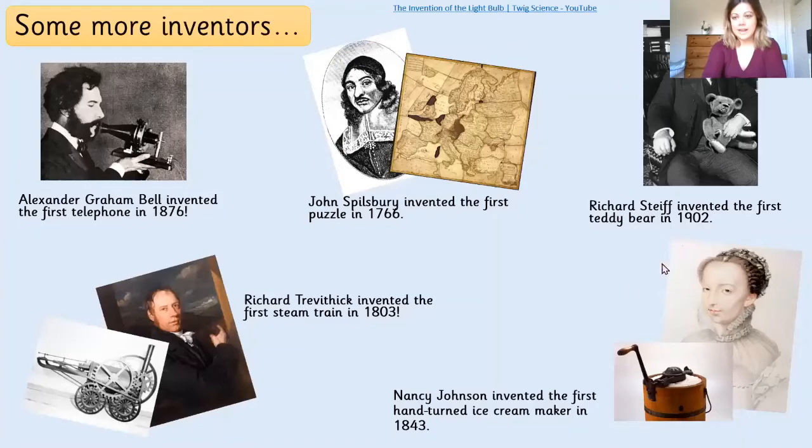Now, this lady down here, she invented something very important. Nancy Johnson invented the first hand-turned ice cream maker in 1843. So she was the first person to think, hang on a minute, we could freeze this, we could turn it into ice cream and make a really tasty treat. I think that's super important.